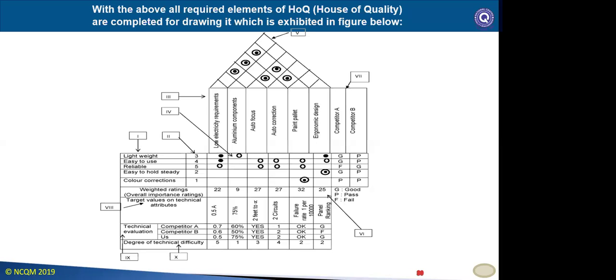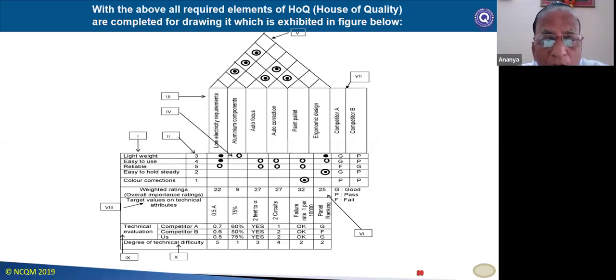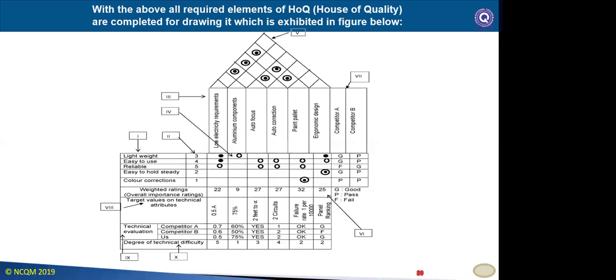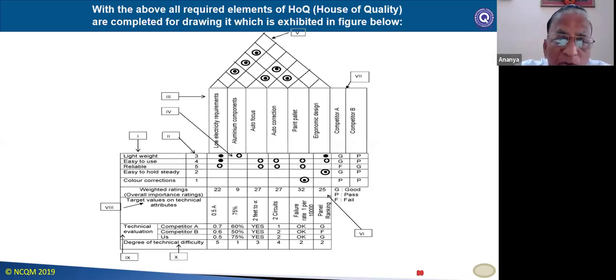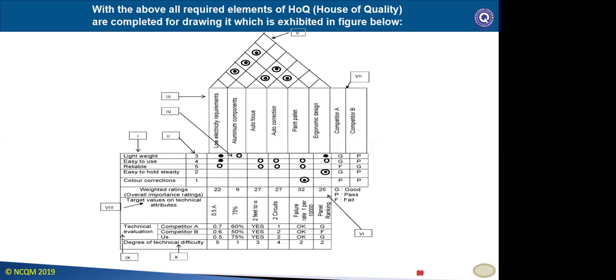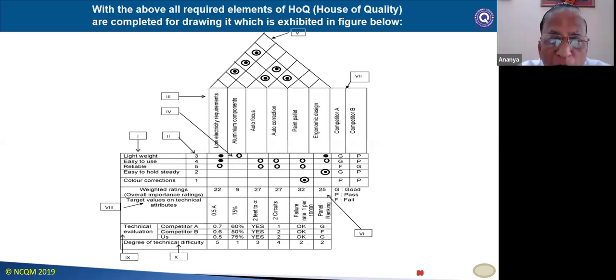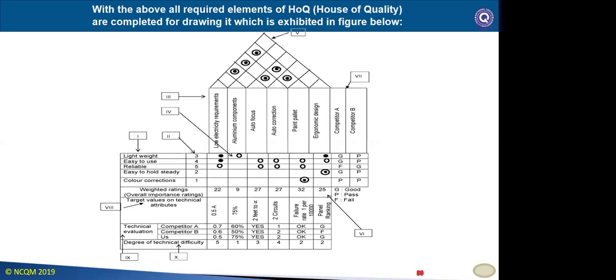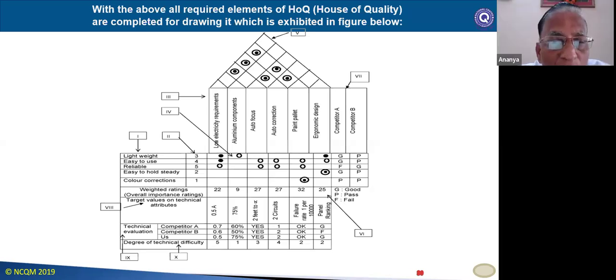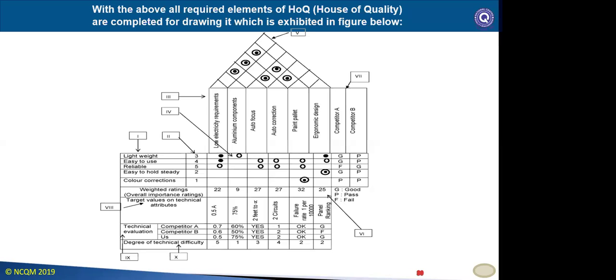Low electricity requirement, triangle, square, come down to the triangle and you have aluminum components. Now, there is no interrelationship between these two, isn't it? Nothing is shown there, the square is blank. But the one shown is that top one, the circle. Then the second square, under low electricity requirement, shows a strong relationship. They have shown a relationship.